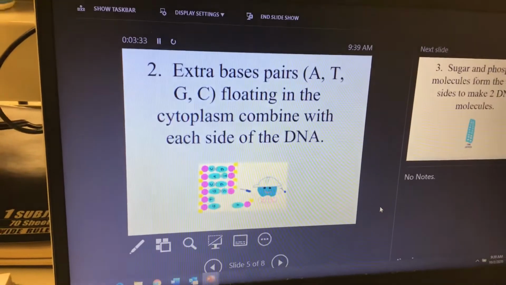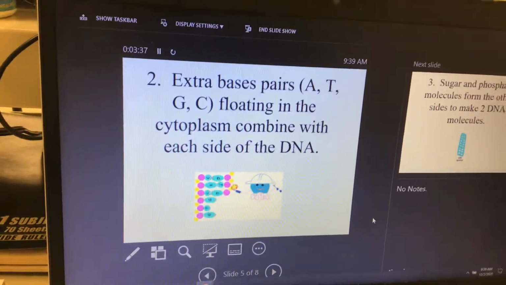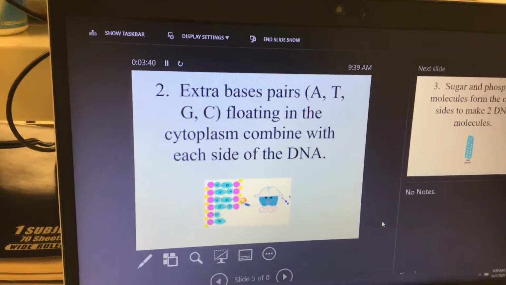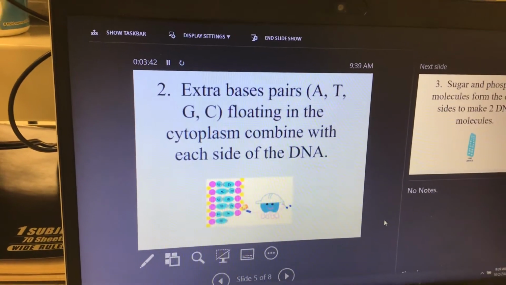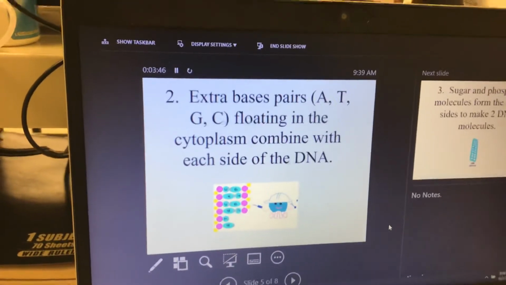Extra base pairs, extra nitrogen bases, ATs, Gs, and Cs, are floating around in the cytoplasm, and they're going to combine with each side of the DNA. Take a moment, write that. If I'm going too fast, you can always pause.